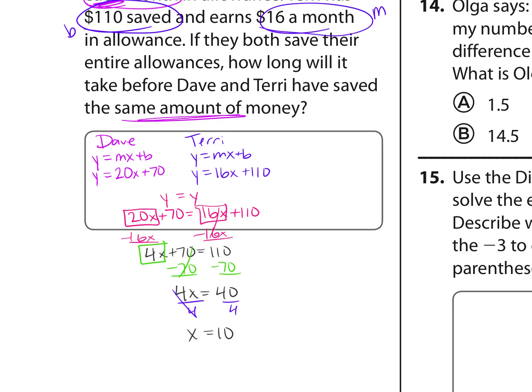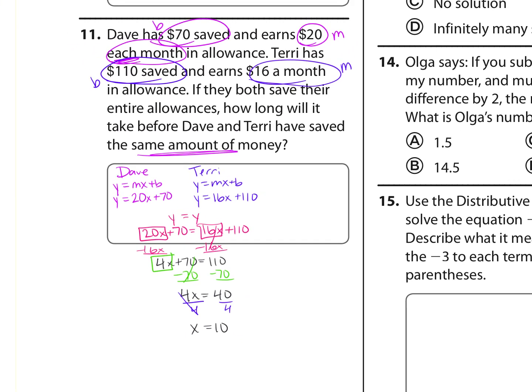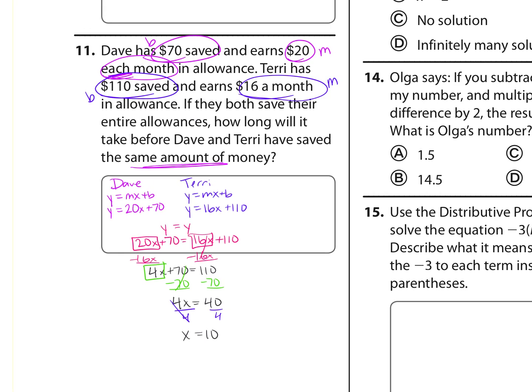And so x was talking about the amount of months, because we saw it was $20 per month, $16 per month. So both of those x's were the number of months. And it's asking, how long will it take? Well, it will take 10 months.